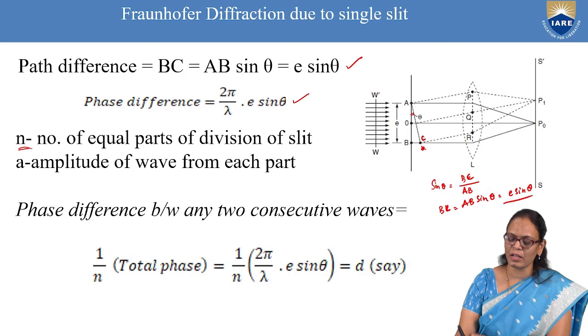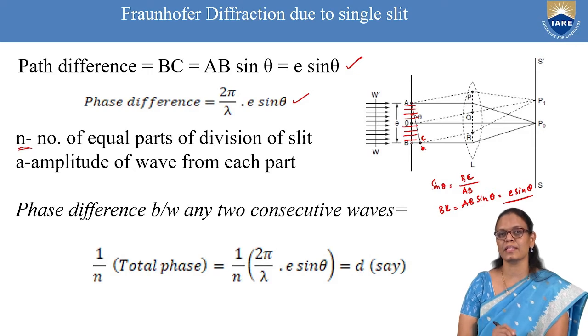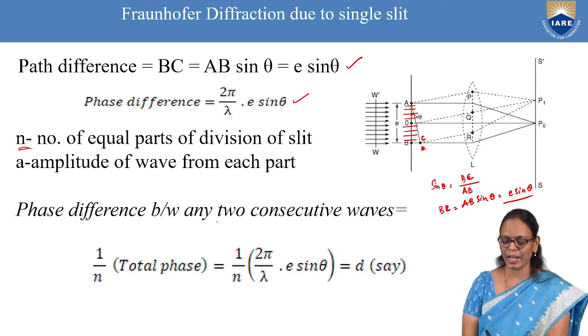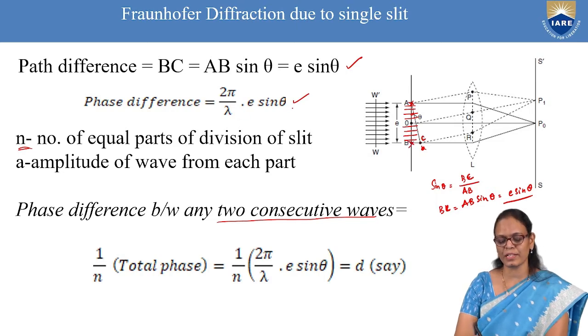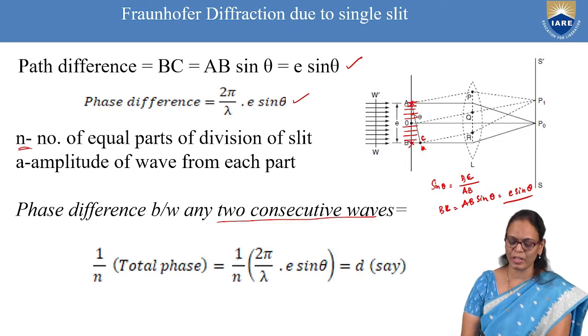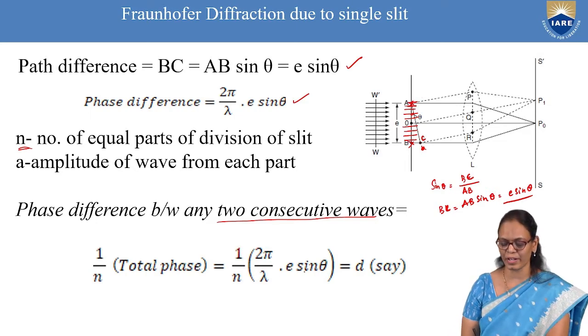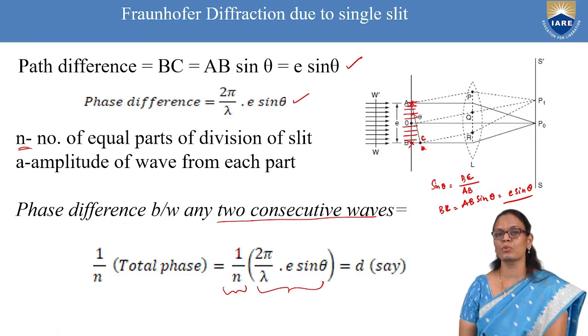Now we are dividing the slit into n equal parts, and each point will act as a secondary source. We have seen the phase difference between the ray coming from A and the ray coming from B is 2 pi by lambda into e sine theta. Since we have split it into n parts, the phase difference between two successive rays will be 1 by n into 2 pi by lambda into e sine theta, which we will denote by d.